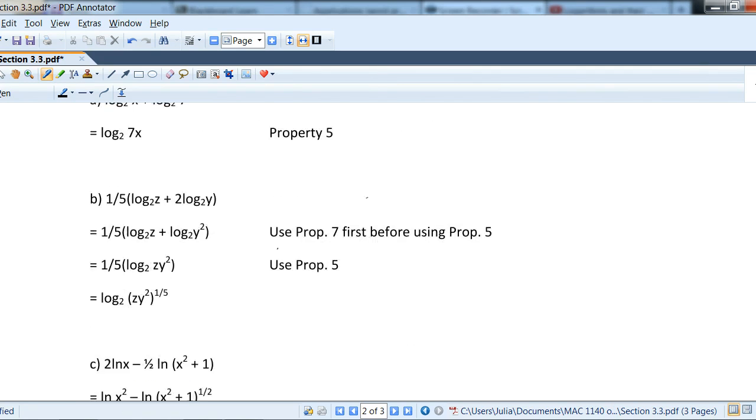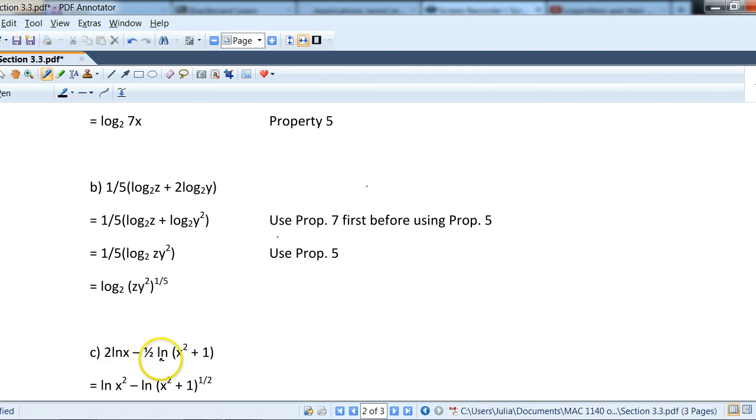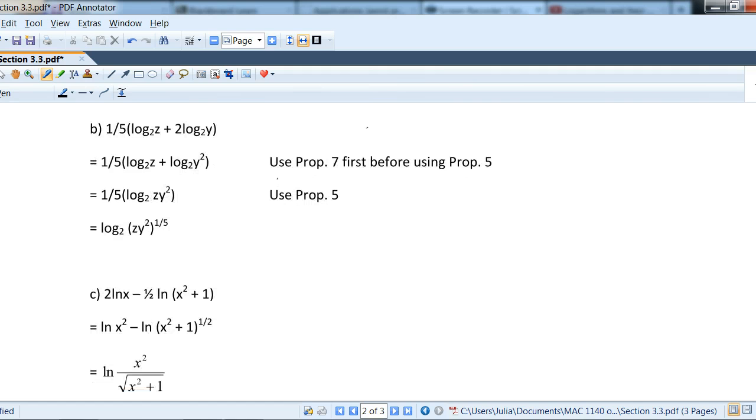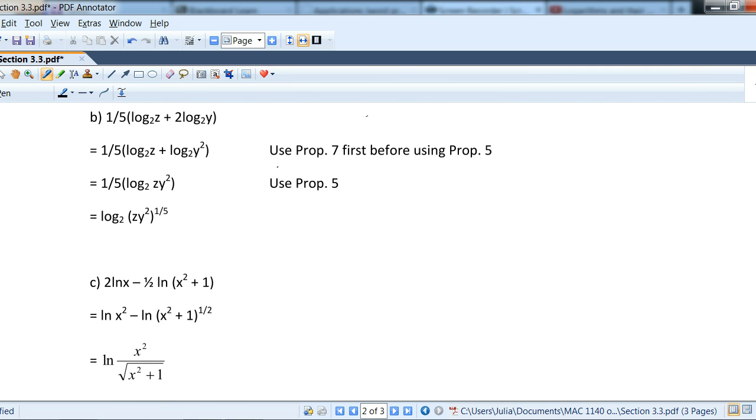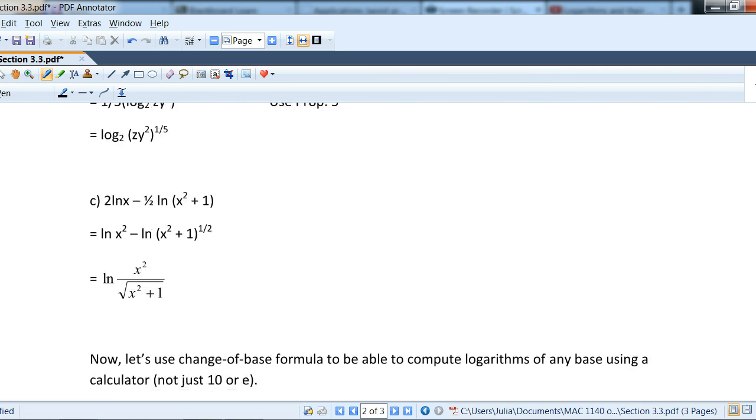Now, what if we have 2 ln of x minus 1/2 ln of x squared plus 1? It's similar to what we had earlier. Let's bring up the constants first as exponents. So it becomes ln of x squared minus ln of x squared plus 1 to the 1/2 power. Should seem familiar from the other example. Then it becomes ln of x squared over the square root of x squared plus 1. And that's it, really. We can leave the square root in the denominator for these.